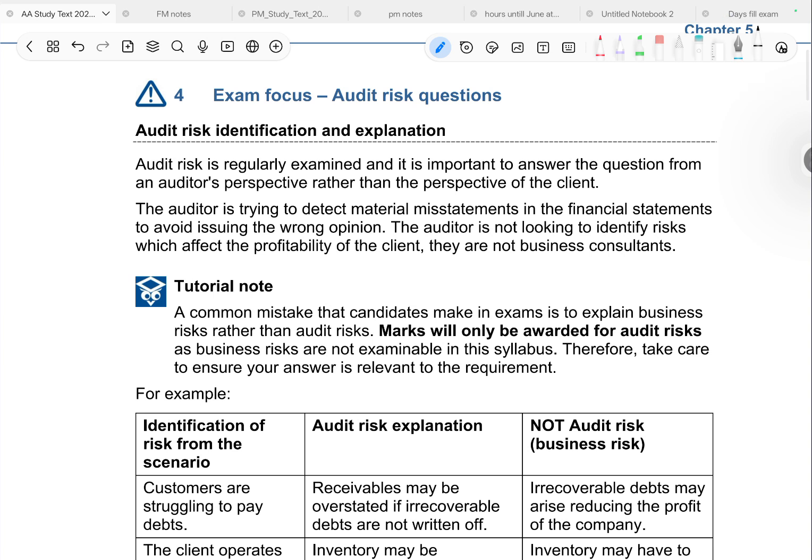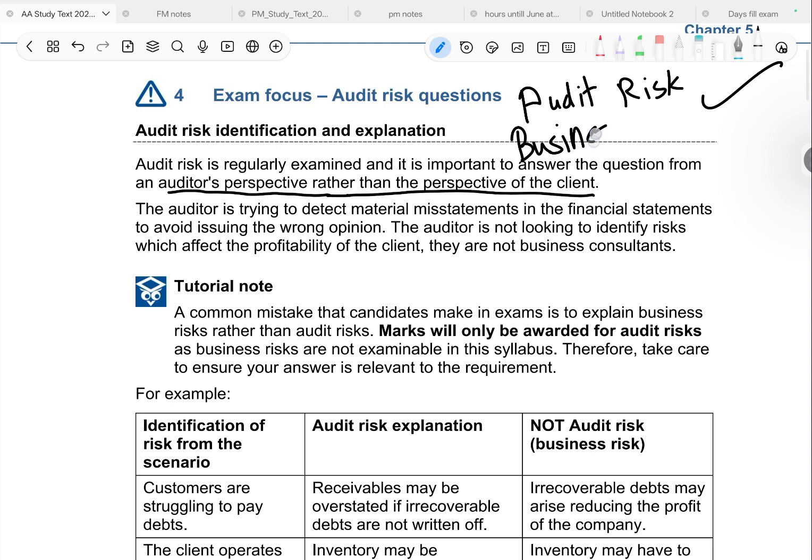Okay, so audit risk questions are very common in exams. When answering, always think from the auditor's perspective, not the client's. So you always have to think from the audit perspective rather than the client. You always have to detect the audit risk, not the business risk.